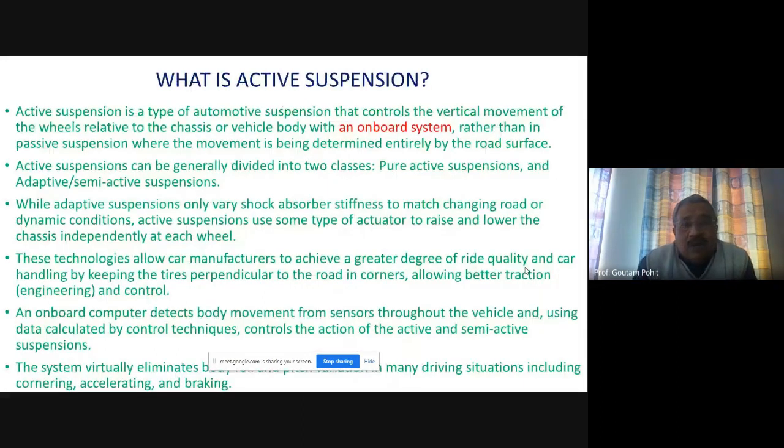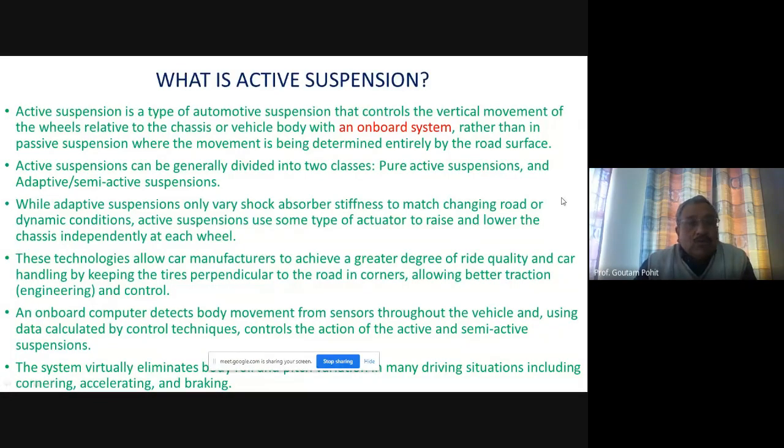Now, the next one is the active suspension system. What is an active suspension system? Active suspension is a type of automatic suspension that controls the vertical movements of the wheels relative to the chassis or the vehicle body with an onboard system. There is an onboard system, rather than in passive suspensions, where the movement is determined entirely by the road surface. See, we have no control over the movement of the suspension system in the case of a passive suspension system.